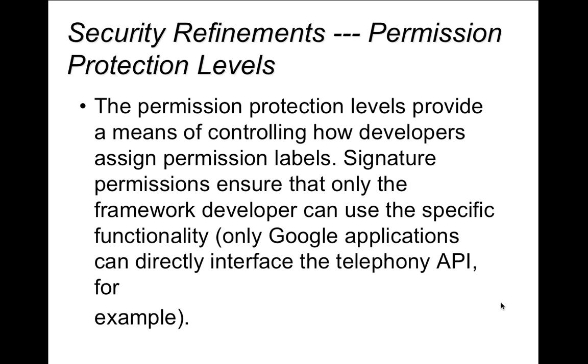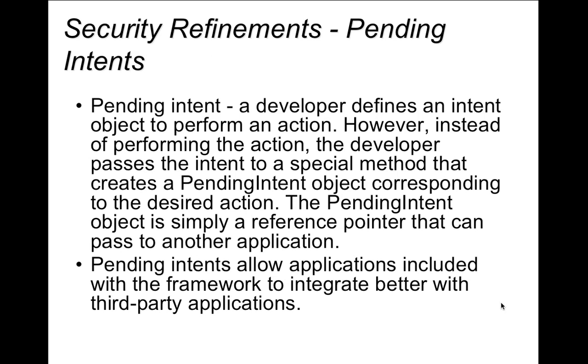Permission protection levels provide a means for controlling how developers assign permission labels. Signature permissions ensure that only the framework developer can use a specific functionality. Only Google applications can directly interface with telephony APIs, for example. So you can actually add a signature to it. You can do this on the iPhone platform as well, to make it so that other people can't use the services or the content provider, because that's perhaps personal sensitive information. You don't want them to borrow it or use it.